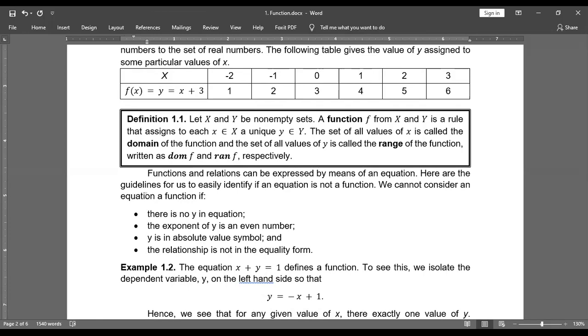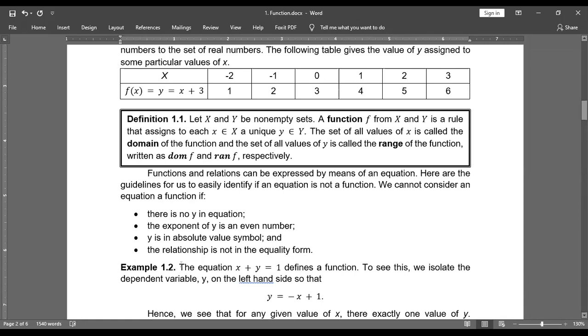Third, y is in an absolute value symbol. If y is in an absolute value symbol, not a function. But if it's not, it could be a function. Fourth, the relationship is not in equality form. If it is not in equality form, this is not a function, but if our relationship is equal, then the equation is a function. Now let's have an example.